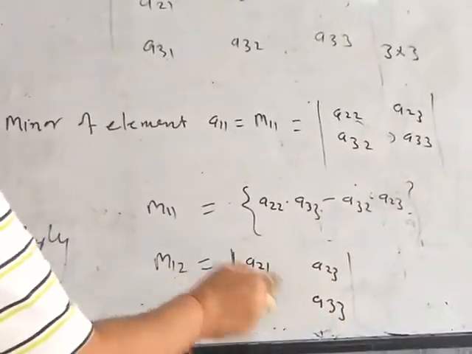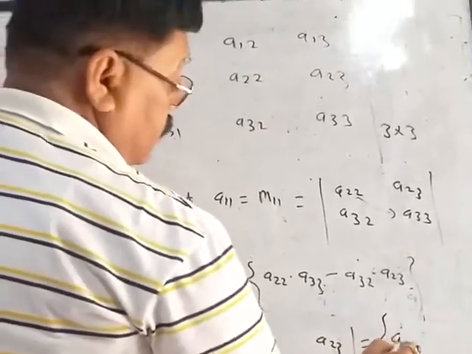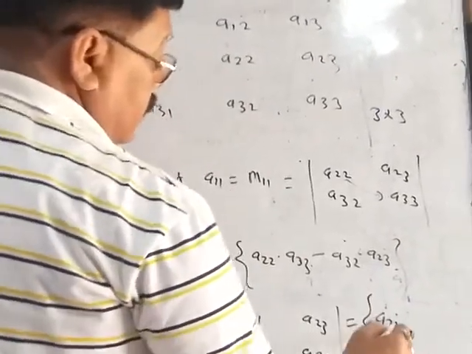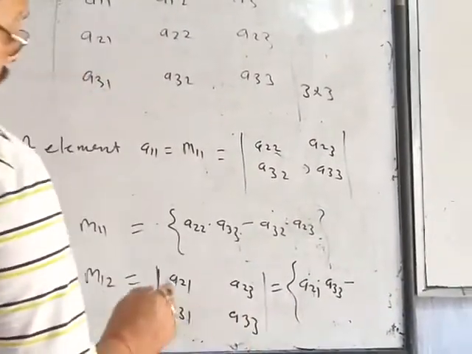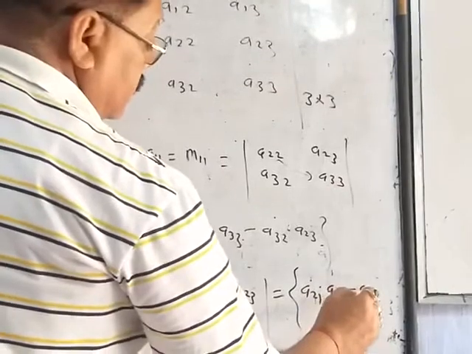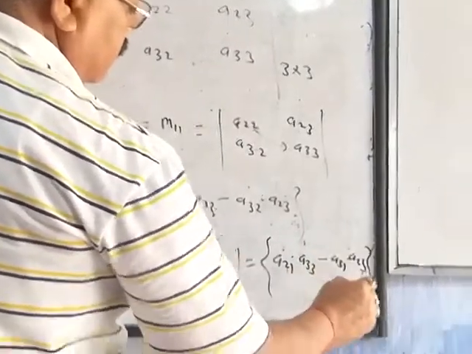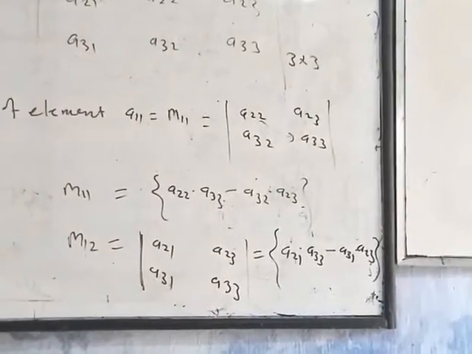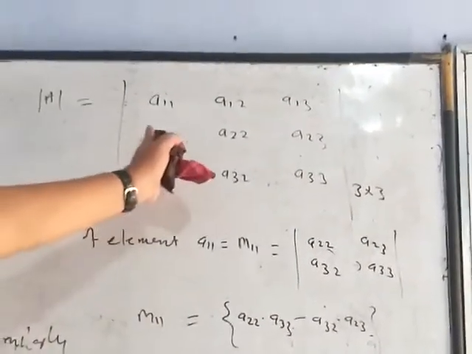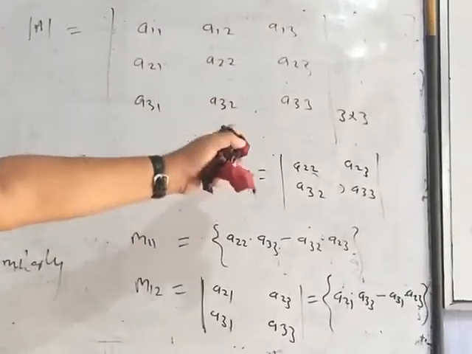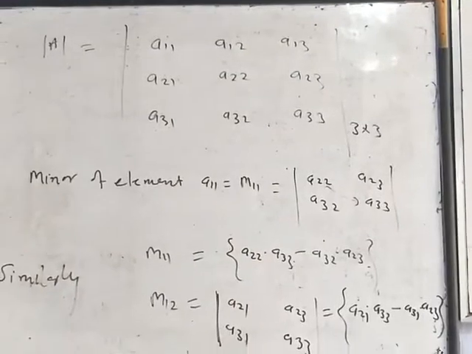So if you multiply this, simplify A21 into A33 minus A31 into A23. This is the minor of M12. In this manner, we can find the minor of each element of a determinant. This is the way of finding minor.